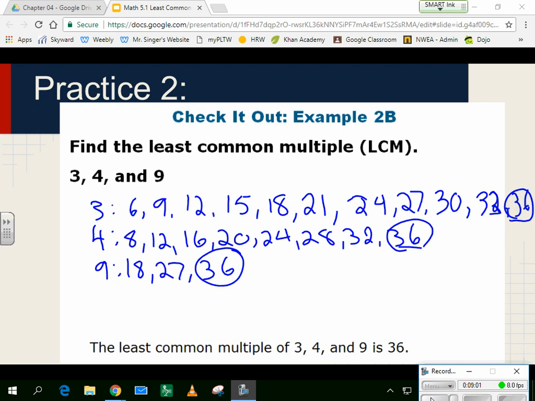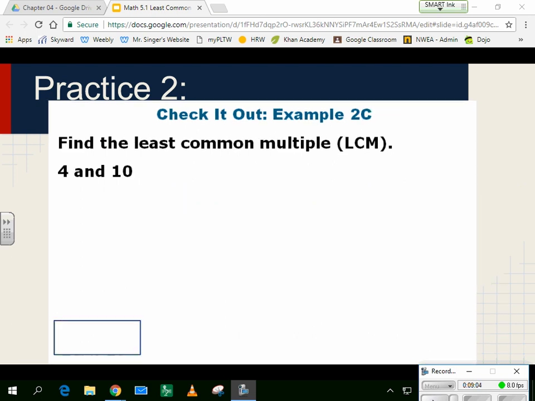Okay, let's do another one. Here you have 4 and 10. Use which method you feel most comfortable with. Come back when you got the LCM for these two numbers.